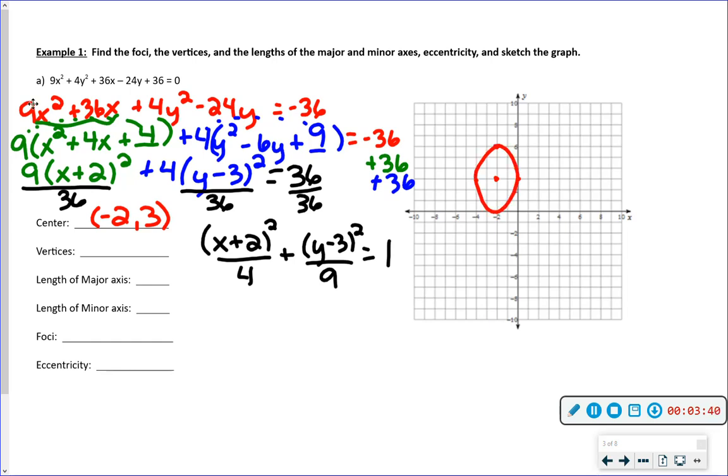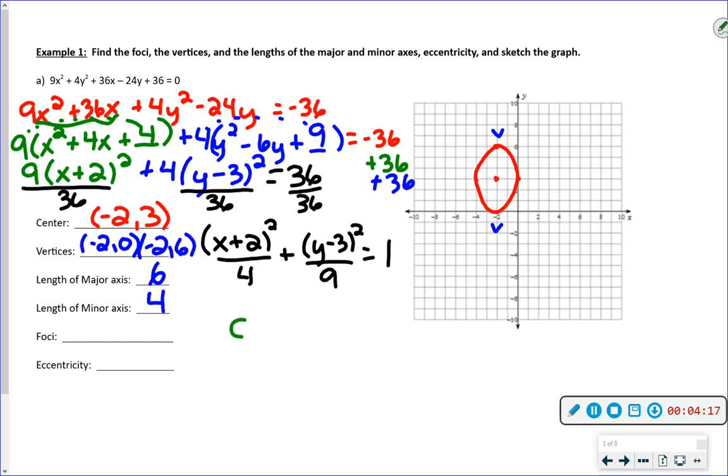All right, vertices. Are the vertices the left and right or top and bottom points? Top and bottom. Top and bottom, they're always on the major axis, the longer axis, it's vertical. So I'm going to jot down negative 2, 0 and negative 2, 6. And then how long is your major axis? Tall, it's vertical. So we went up, down, a total of 6. Up 3, down 3, 6. How wide is it? What's the minor axis? 4, 2 and 2.